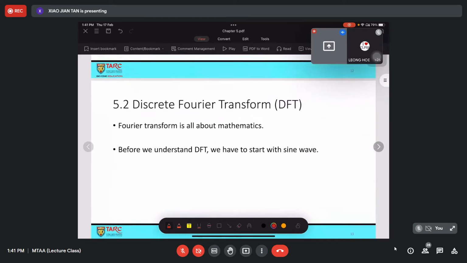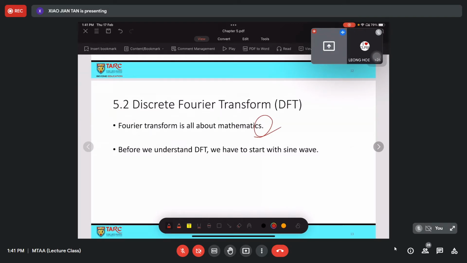Any questions from the previous introduction to the Fourier transform? Now we will start with DFT, followed by DCT and DWT. The theory behind DFT, DCT and DWT will be a little bit more advanced. The Fourier transform is about mathematics. To be frank, Fourier transform is all about mathematics.